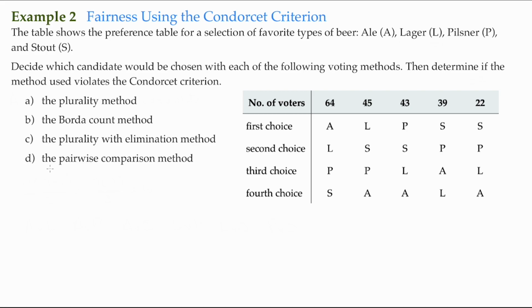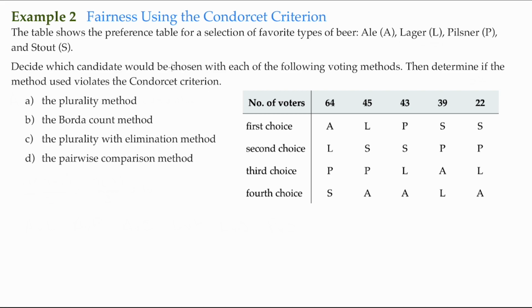Now, we've seen head-to-head before. One of the methods here, the pairwise comparison method, uses head-to-head to determine the winner of an election. But here, we're going to use it not only to determine the winner, but also to determine whether the other methods violate the Condorcet criterion. So this example says, the table shows the preference table for a selection of favorite types of beer: ale, lager, pilsner, and stout. Decide which candidate would be chosen with each of the following voting methods.